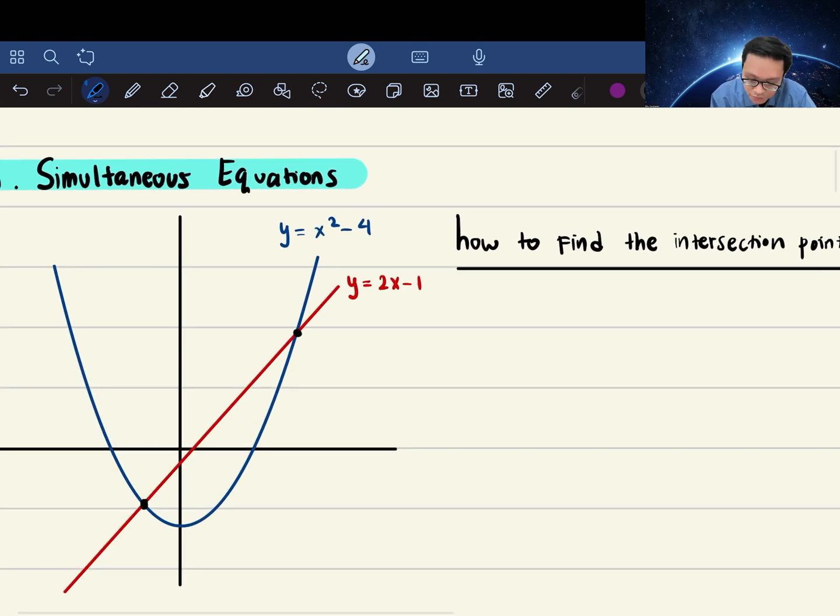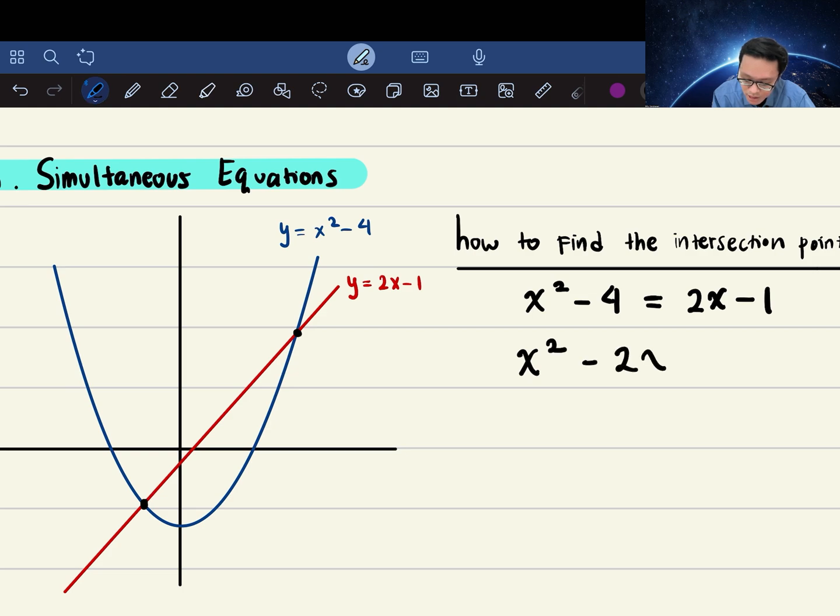If you look at the first function here, we have y equals x squared minus 4, and the second one is 2x minus 1. If you want to find the intersection point, they share the same value of x and the same value of y. So we can equate them: x squared minus 4 equals 2x minus 1. Now from here, we can just solve the quadratic.